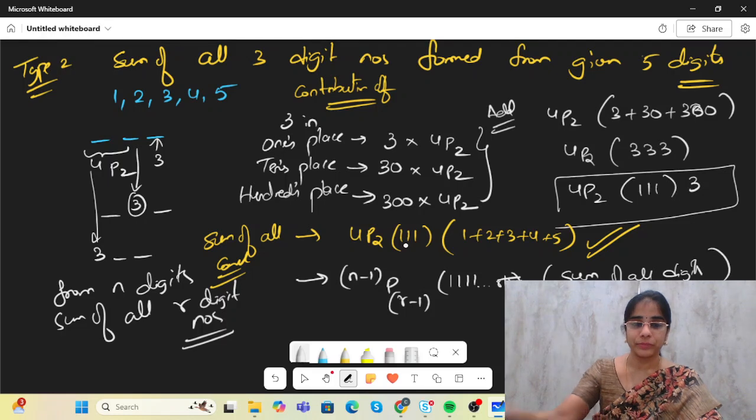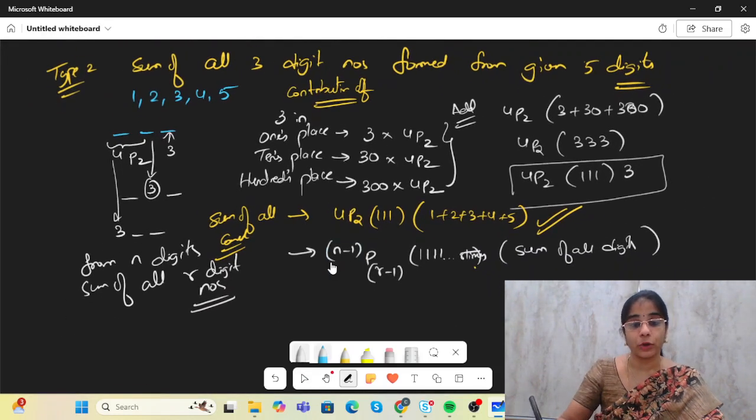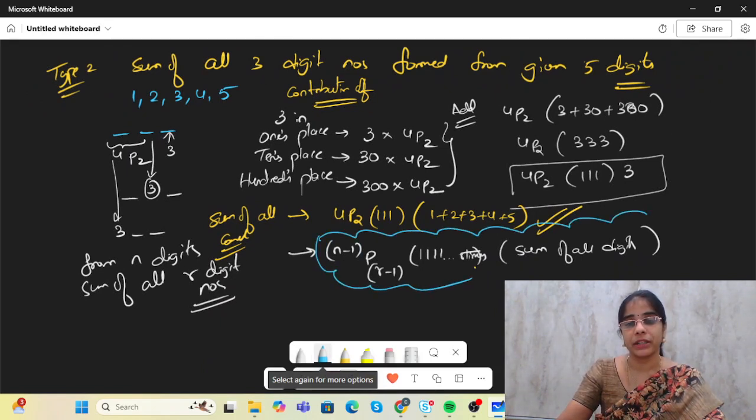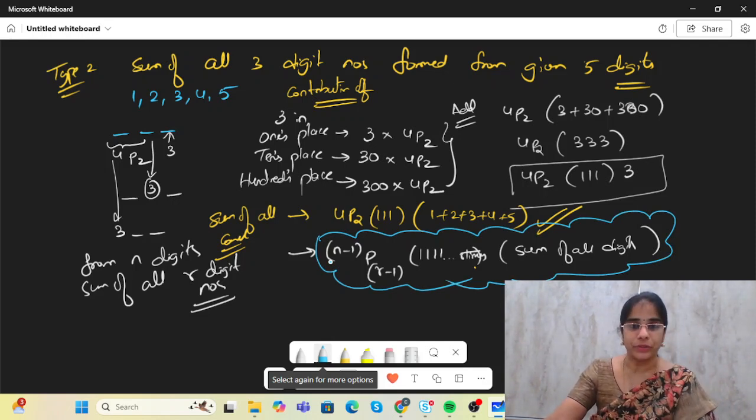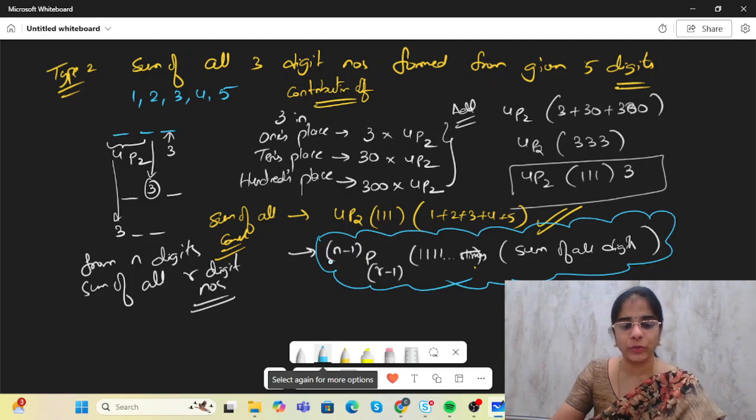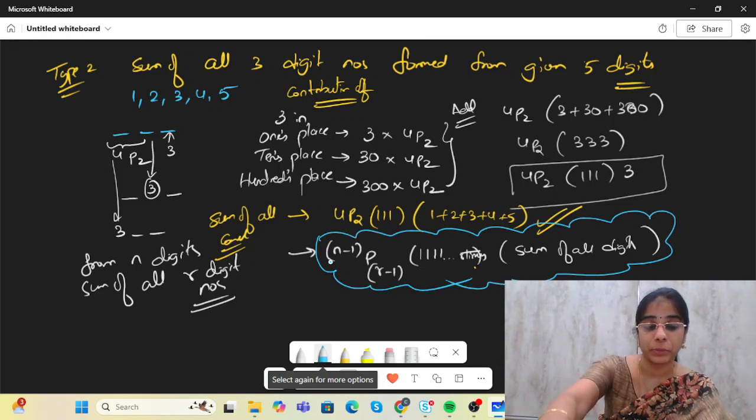Clear? Understood? Right? So this is the formula for finding the sum of all the 3-digit numbers formed from the given 5 digits, or R digit numbers formed from the given n digits. That is my type 2, right? Now let us quickly go with type 3. Type 1 and type 2 are without repetition, no digit to be repeated again. Now type 3 and type 4 will be the types with repetition that I am going to go with, right?